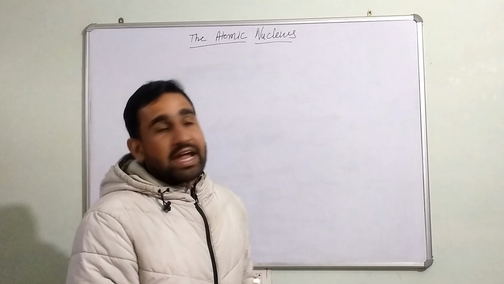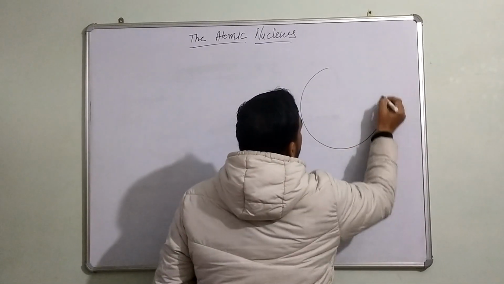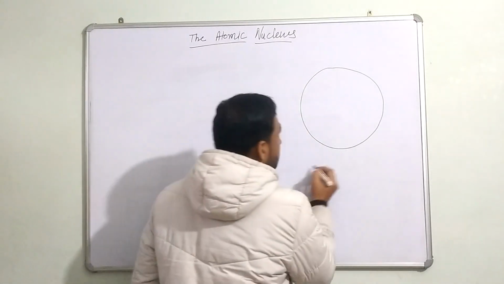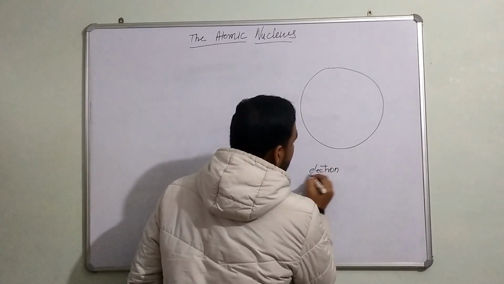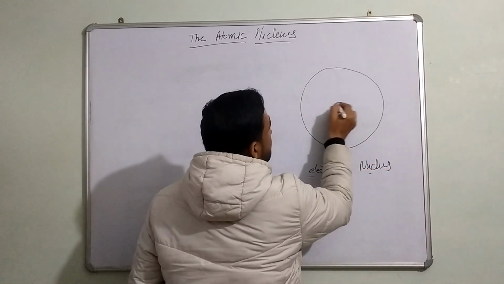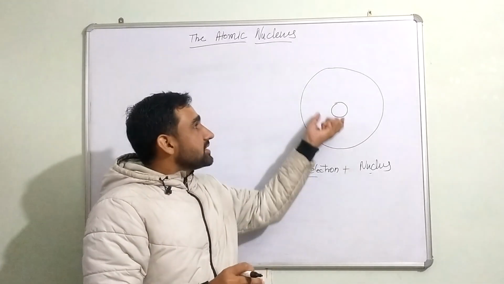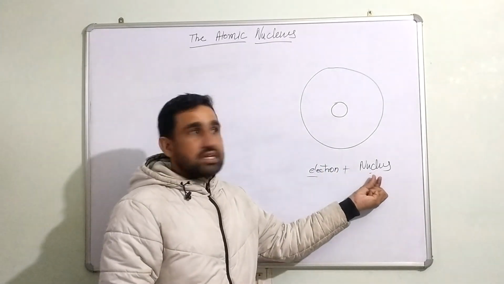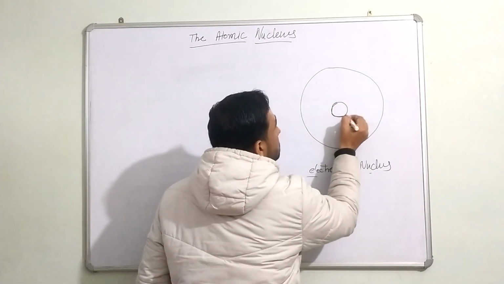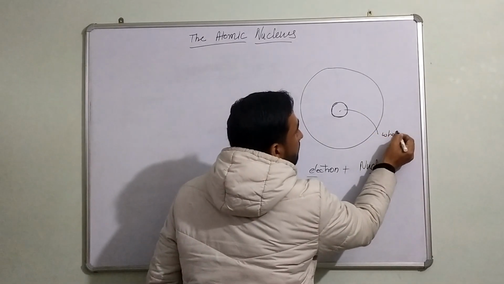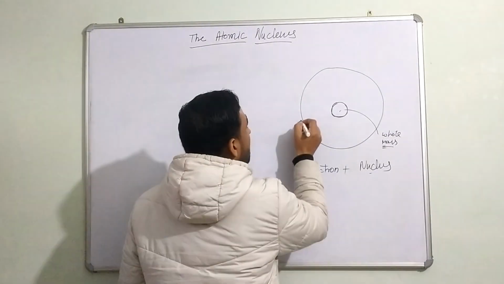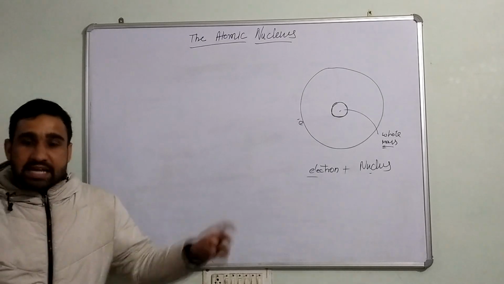There are two parts of the atom. Let us consider the atom looks like this and has two parts. One is the electron, and another one is the nucleus. We can say an atom consists of two parts: one is electron and another is nucleus, in which the nucleus is the central part, shown by a small part, which is considered to hold the whole mass of the atom, and the electrons revolve around this central nucleus.